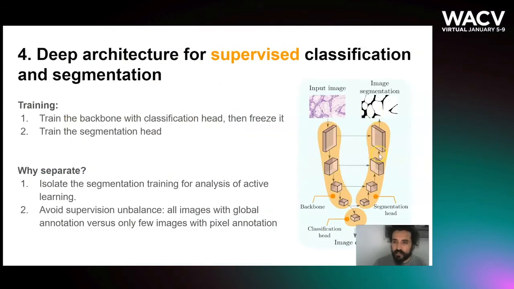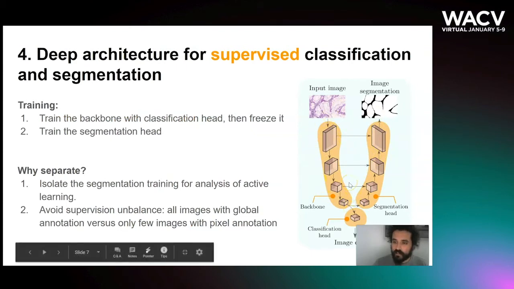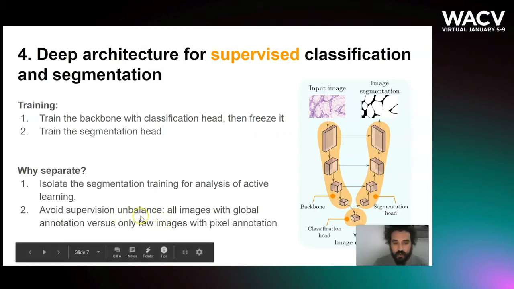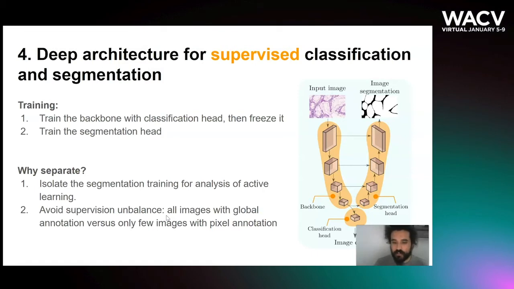This architecture is trained in two steps. First, we train the classifier and then freeze it, and second, we train the segmenter head. The reason for this separation is to avoid interference between the two tasks and to perform a more accurate analysis of active learning on the segmentation task. If you train both tasks simultaneously, there will be more issues, mainly due to the imbalance of the supervision, where the entire dataset is labeled globally, but only very few samples are labeled at the pixel level.